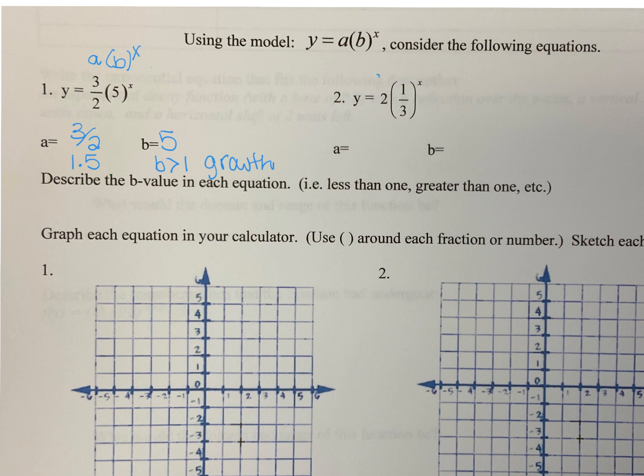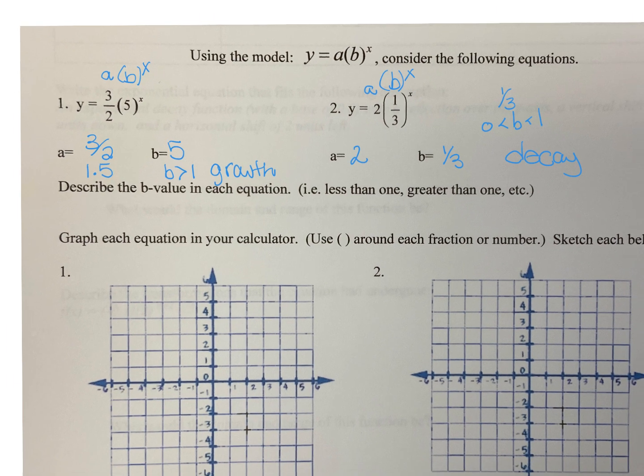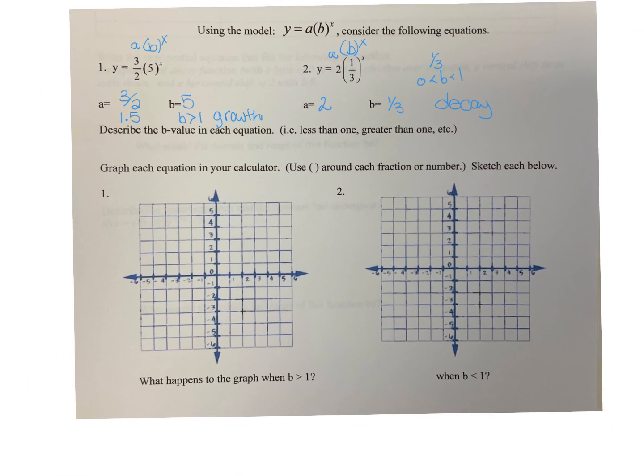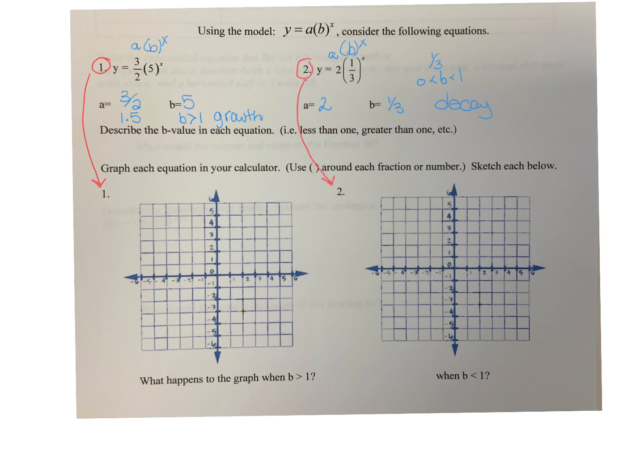In number 2, A, B to the X. My A is 2, my B is 1/3. Because 0 is less than B, which is 1/3, which is less than 1, this is going to be a decay graph. We're going to use number 1 and number 2 to sketch the graphs. So number 1 right here, number 2 with number 2.